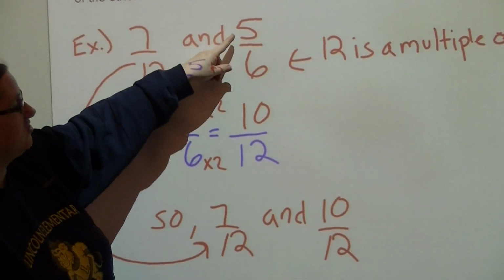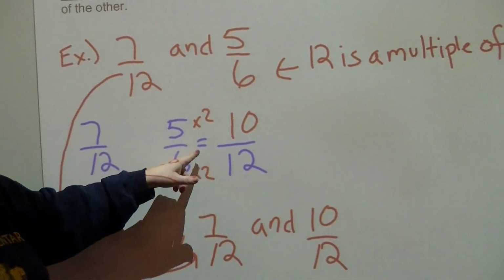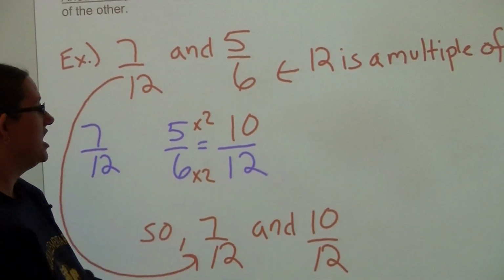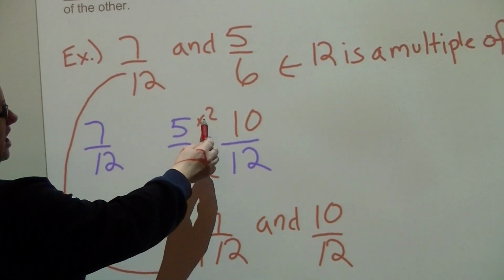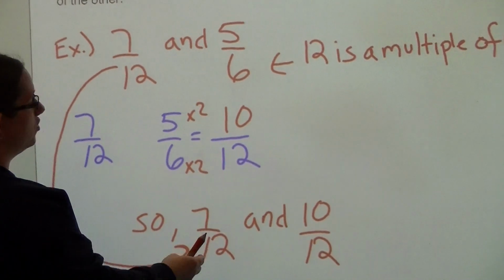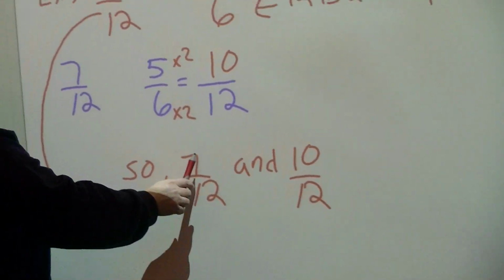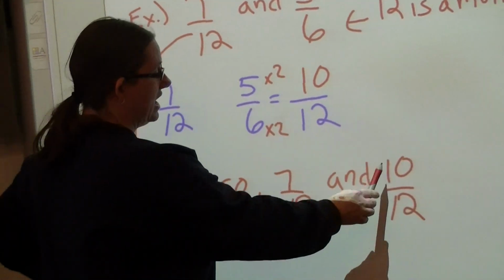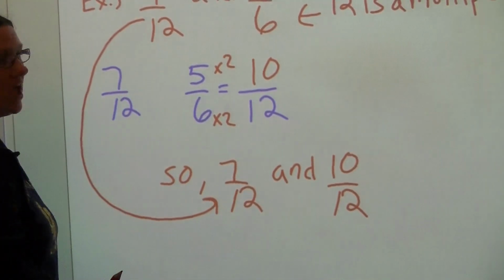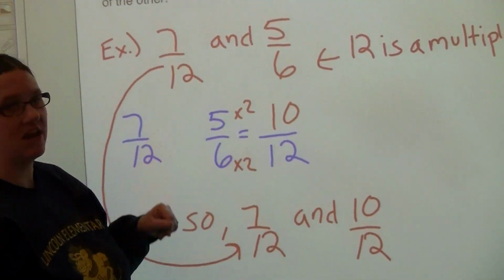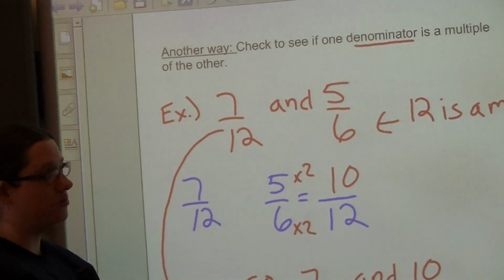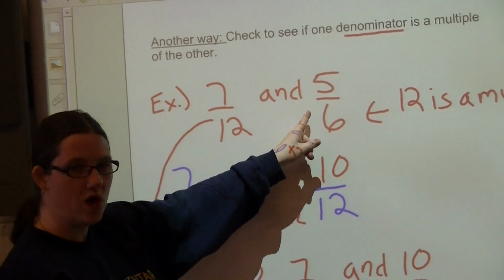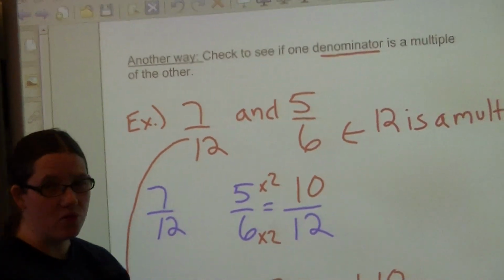But what I do need to now do is take 5/6 and make an equivalent fraction out of 12. And you will see here we did that by taking 6 times 2 to get 12 and 5 times 2 to get 10. So we have now two numbers that have 12ths, 7/12 and 10/12. So one way is to take and just multiply your denominators. The other way is to see if one of the numbers is a multiple. So then that means you would only have to change one of the fractions instead of both of them.